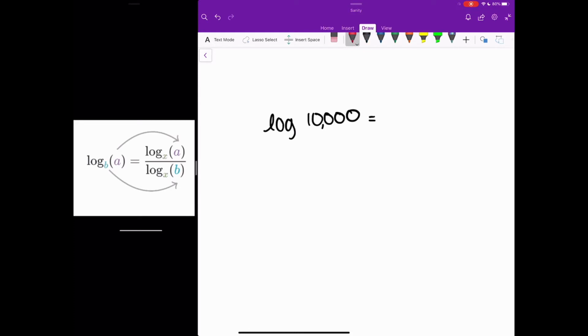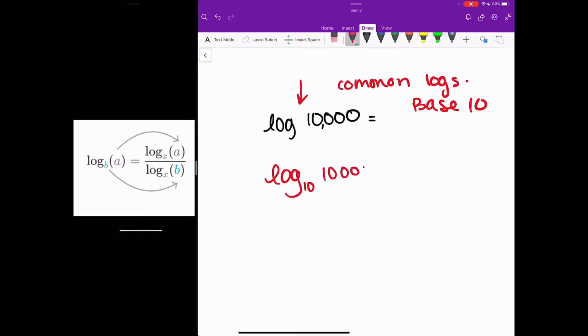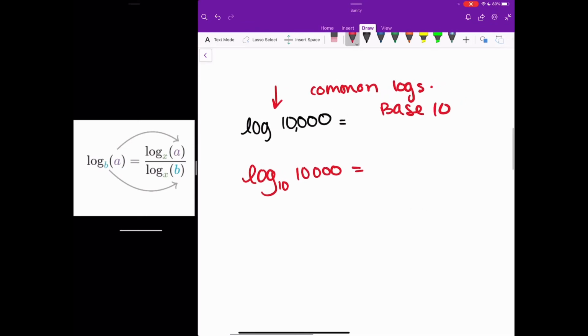I'm just making sure we all remember that if there is no base written here, we're going to assume that it is a common log, and common logs always have a base of 10. So here I'm going to say log base 10 of 10,000 equals what? And since our calculators work really well with log base 10, I don't even have to use the change of base formula, right? This log already has a base of 10.